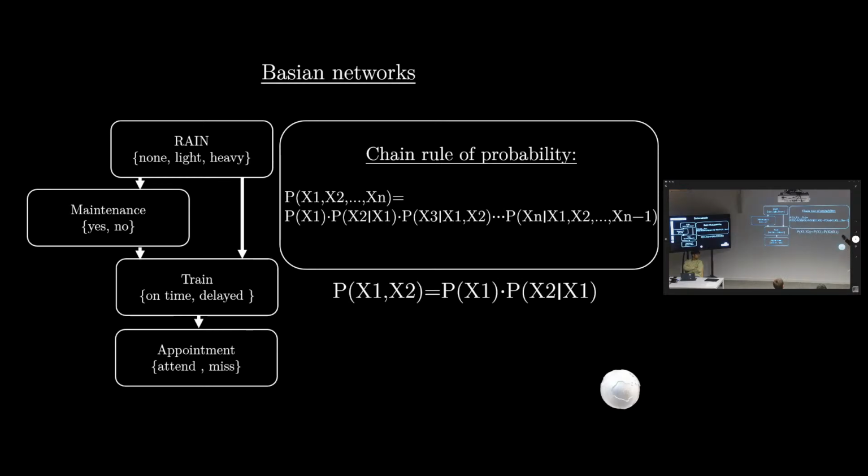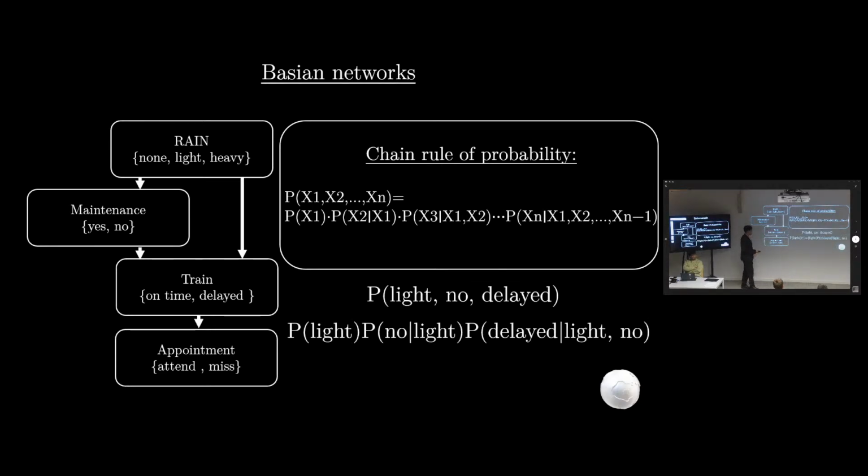So let's take an example with two events. The probability of x1 and x2 both happening is equal to the probability of x1 times the probability of x2 knowing x1. For example, if I want to ask my AI, how likely is it that this day is going to have light rain, no maintenance, and the train is going to be delayed? Using the chain rule of probability, I can conclude that it's equal to the probability of light times the probability of no maintenance given light times the probability of the train being delayed given that there was light rain and no maintenance. And all these probabilities are already given with the Bayesian network, so I can directly compute it if I give it to my AI.